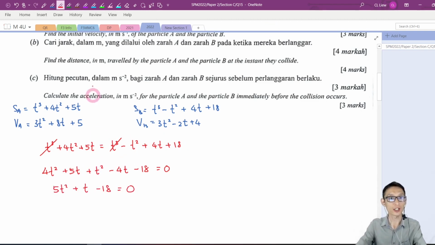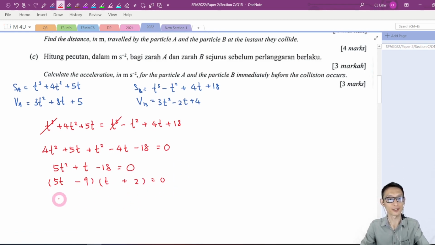Now we can start to do the factorization. You can use your calculator to help you. This one 5t squared plus t minus 18. So this is plus, this is minus. Okay, so 5t minus 9 is equal to 0, or t plus 2 is equal to 0. So t is equal to negative 2.